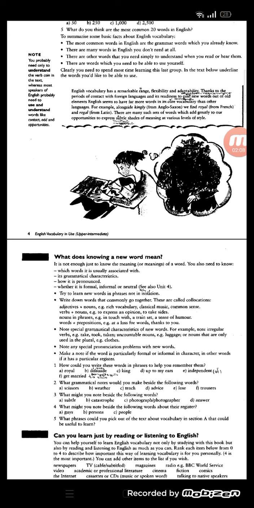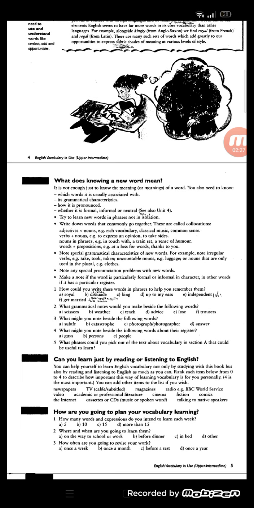Tức là làm cái gì để biết được một nghĩa mới thì it's not enough just to know the meaning of the word. You also need to know which words it is usually associated with, its grammatical characteristics, how it's pronounced, whether it's formal, informal, neutral. See also Unit 4. Try to learn new words and phrases, not in isolation. Write down words that commonly go together.